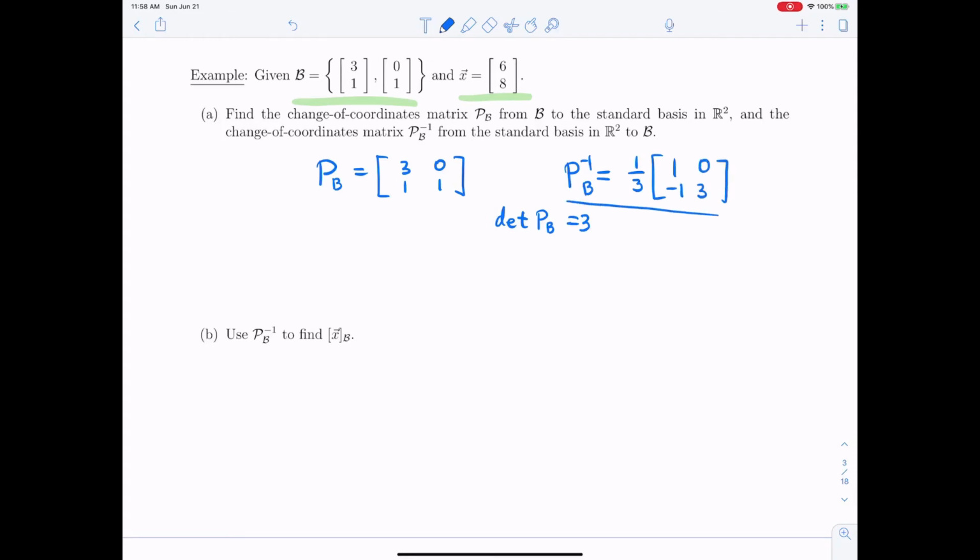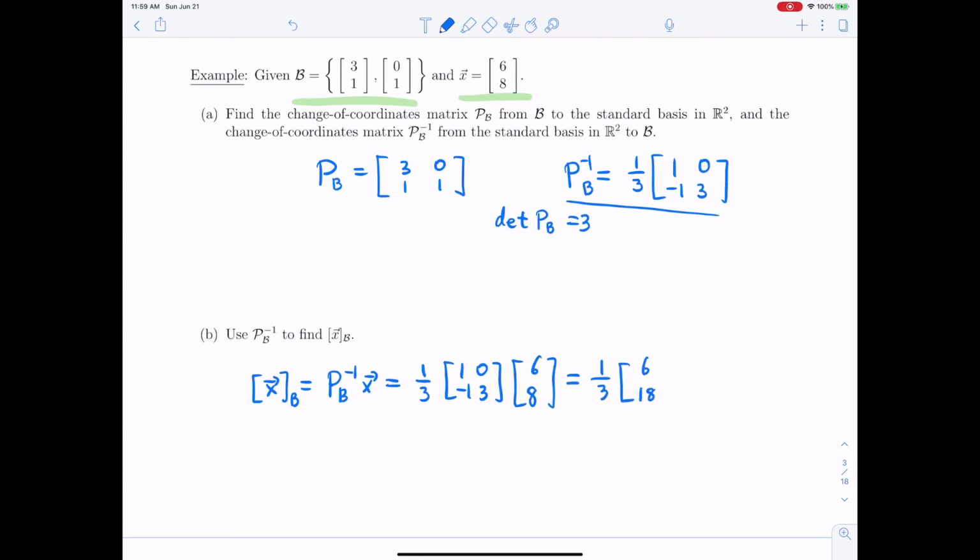So multiplying this matrix into the vector x will give you the B coordinate of x, which is the inverse matrix of P sub B times x, which is 1/3 times 1, 0, -1, 3, multiplied by 6 and 8. And I guess it is 1/3 times 6 and 18. That gives you 2 and 6. So the B coordinate of x equals (2, 6).